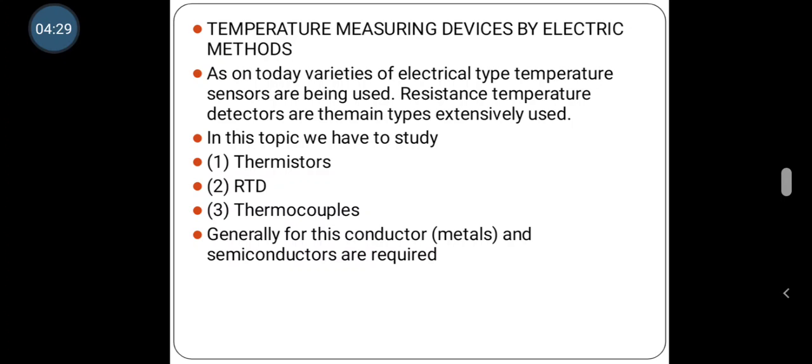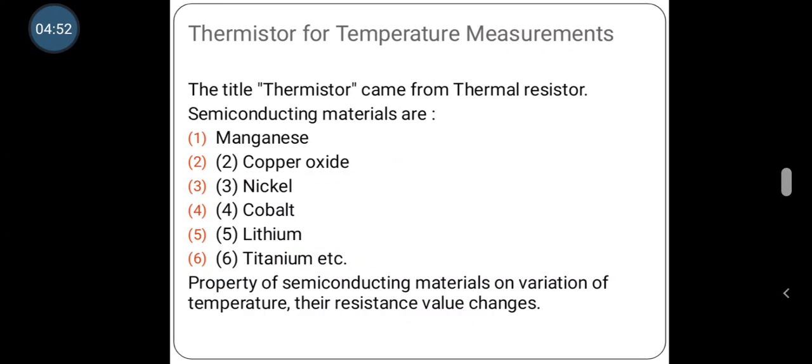In this video, we will study the thermistor. Actually, there are three different temperature measuring devices by the electrical method. First is the thermistor, another one is the RTD, and the third one is the thermocouple. Generally for this, conductors or metals and semiconductors are required. Now, the thermistor for temperature measurement.